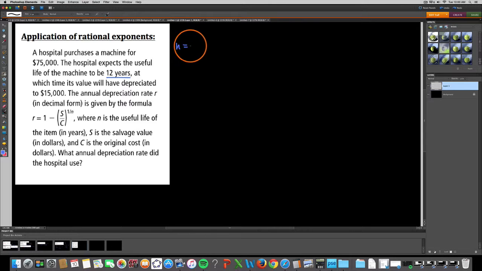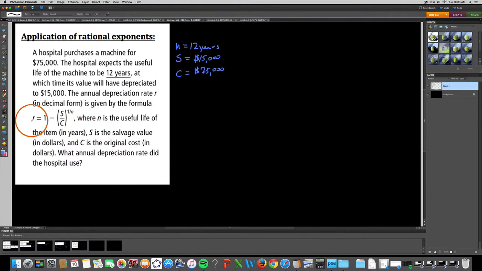So let's go ahead and take a look at this. We say 12 years is the useful life value, is our N here. We say S is the salvage value in dollars. So this S value here is what we can get out of this after 12 years. So it looks like that's this 15,000 here. So we say $15,000 is our salvage value. We say that C is the original cost in dollars. So we have C is $75,000. It says what is the annual depreciation rate? Or excuse me, what annual depreciation rate did the hospital use?